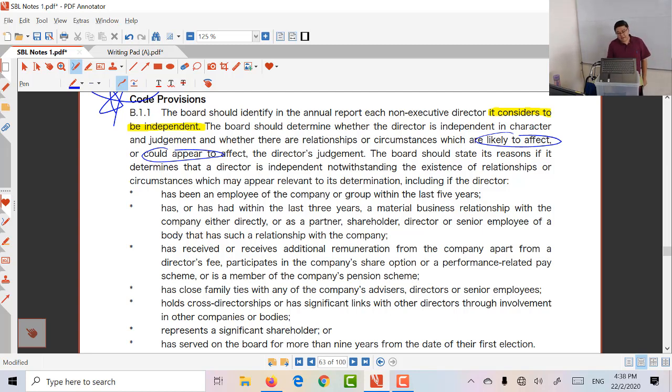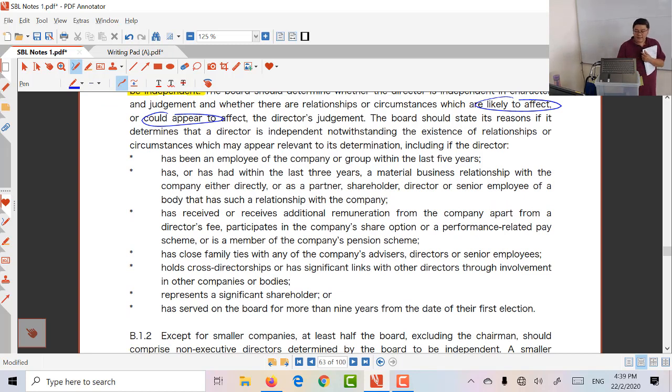Then it goes on and says that the board should state the reason if it determines that a director is independent, notwithstanding the existence of relationships or circumstances which may appear relevant to its determination, including, now, you read carefully. The code never says that these will make you not independent. They say you should give reason to say that your director is still independent even when these circumstances are there. So they don't straight away disqualify you. They give you a chance to explain if you believe that they are still independent.